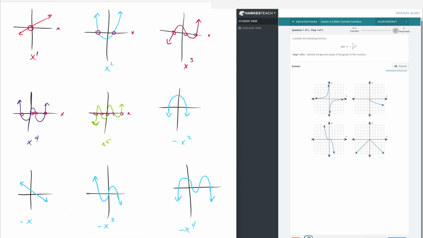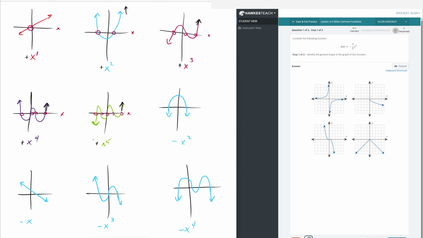Well, on this one, my right side, is my right side going up or down? On this one, my right side is going up because this is positive. This one, what's happening? My right side is going up because it's a positive x squared. For this one, my right side is going up because this is a positive x to the third. For this one, my right side is going up because it is a positive x to the fourth. For the last one, this is a positive x to the fifth, so my right side will go up.